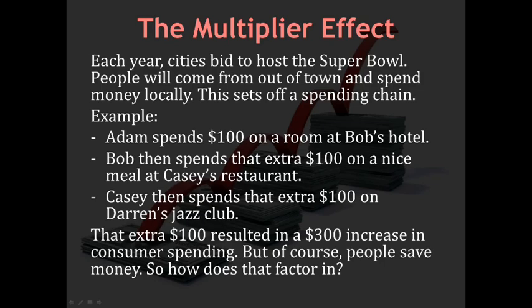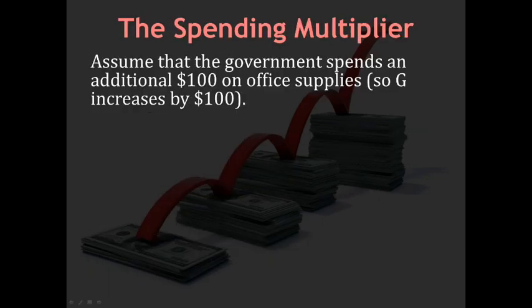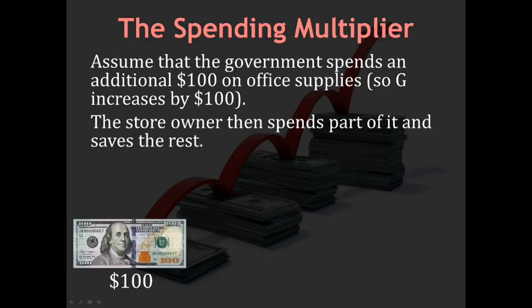But people save money. So how do we account for that in the multiplier effect? And this leads us to the spending multiplier. Let's assume that the government spends an additional $100 on office supplies. So normally speaking, government spending would increase by $100, which means AD increases by $100. Let's suppose the store owner that sold the government their supplies spends part of it and saves the rest.